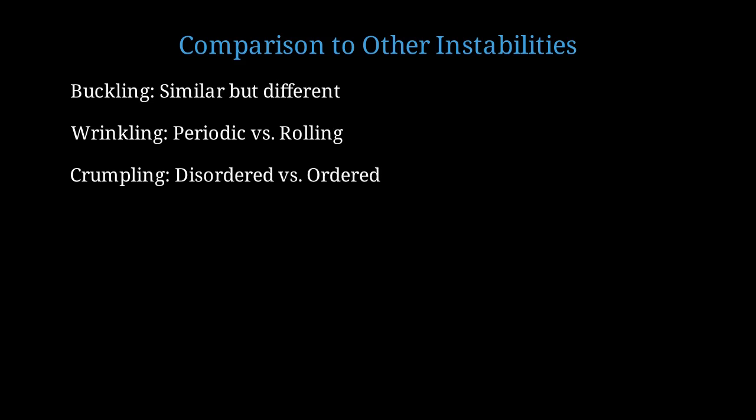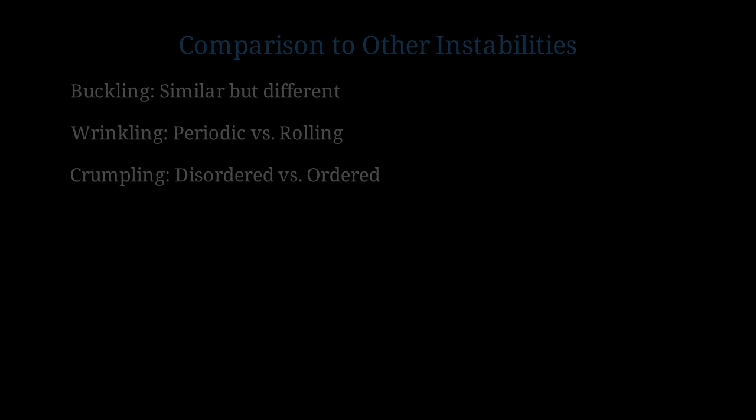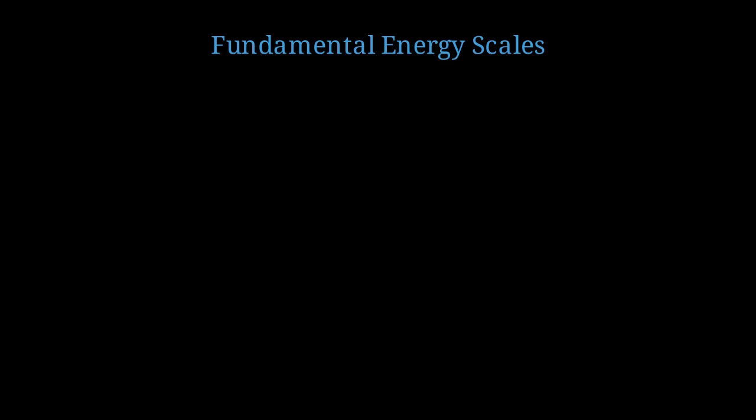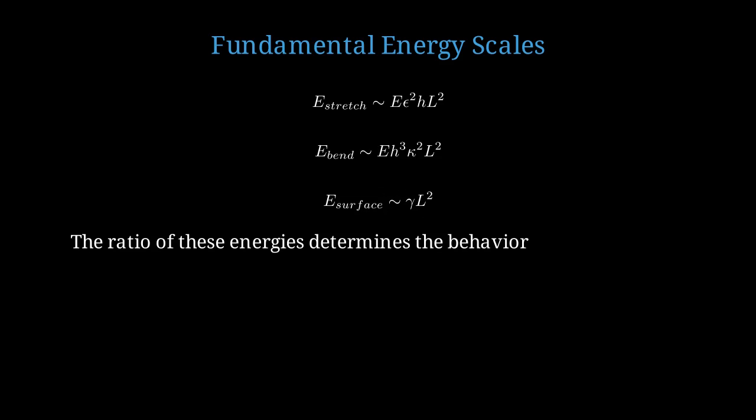Crumpling is chaotic and disordered, like crumpling paper. Rolling is ordered and reproducible. The energy landscapes are very different. Let's summarize the fundamental energy scales that govern this behavior. Stretching energy scales as E epsilon squared HL squared. Bending energy scales as EH cubed kappa squared L squared. Surface energy scales as gamma L squared. The ratio of these three energy scales determines whether a film will remain flat, buckle, roll, or fracture. This is the key to understanding thin film mechanics.